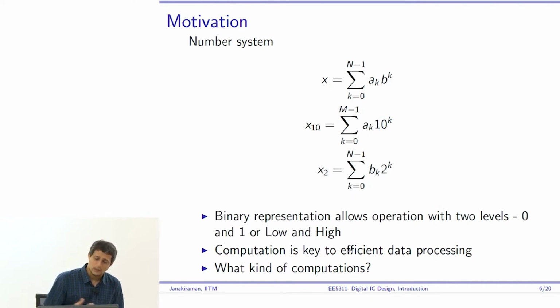And computation is really the key to efficient data processing. So for example, neural networks have existed for a long time. They have been used for recognition and artificial intelligence in general. But what is it that has made deep neural networks all of a sudden very famous now? What changed from neural networks 2 decades ago to deep neural networks now?